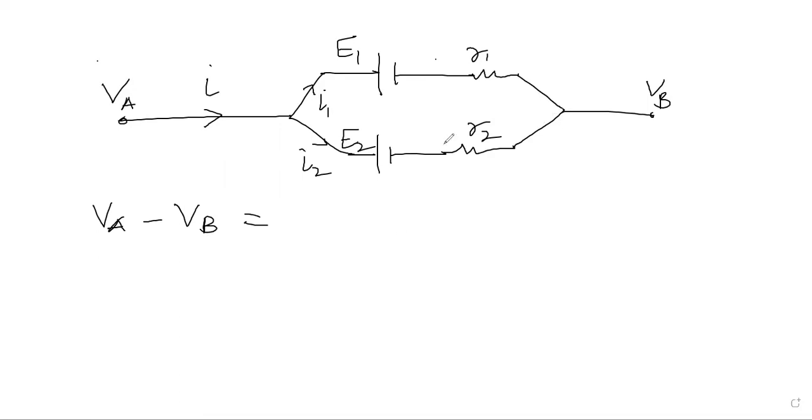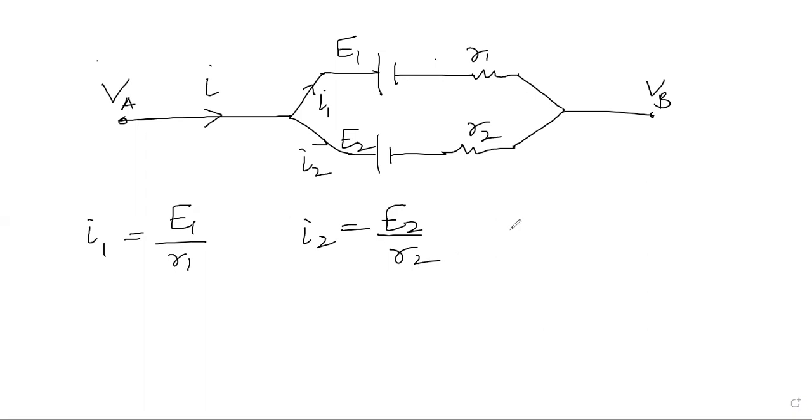Yesterday when I was shuffling through all of this, I found a shortcut. What is it? I'll say simply: E1 upon R1, I take it as I1, and I2, I'll take it as E2 upon R2. Well, the net current is going to be I1 plus I2 as usual.